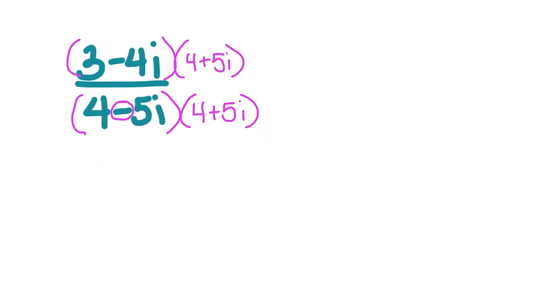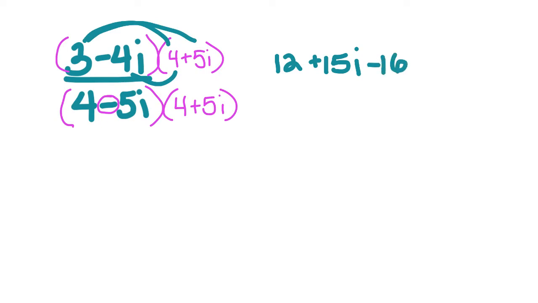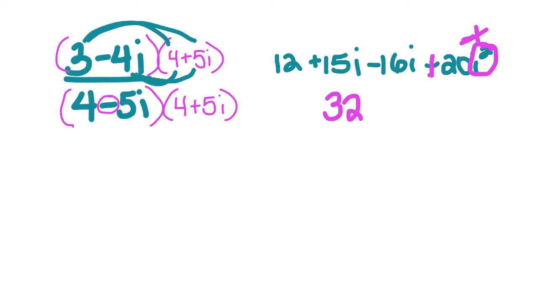So first I'll distribute out the numerator. 3 times 4 is 12. 3 times 5i is 15i. Negative 4i times 4, negative 16i, and negative 4i times positive 5i, negative 20i squared. So then I can combine like terms and change this i squared to a -1, making this a positive 20. So now I've got 12 plus 20, which is 32, and 15i minus 16i, which is negative i. That's my numerator.